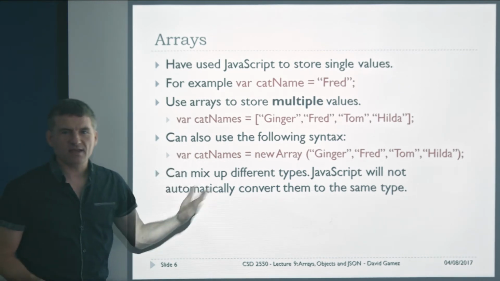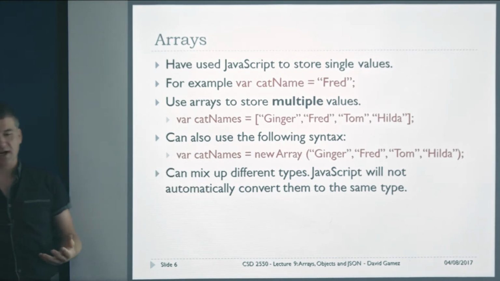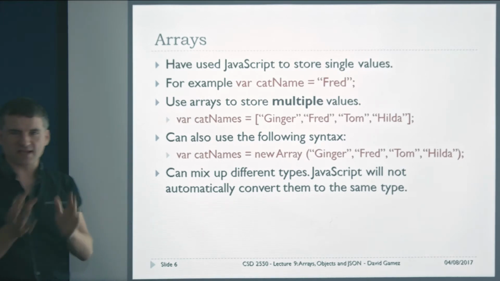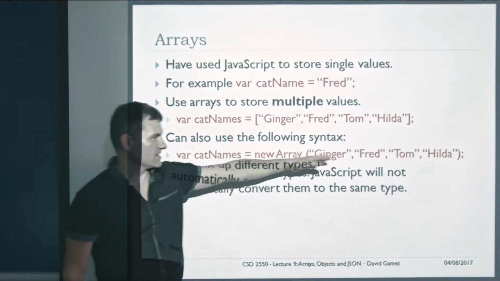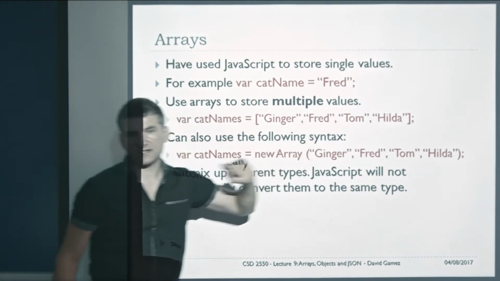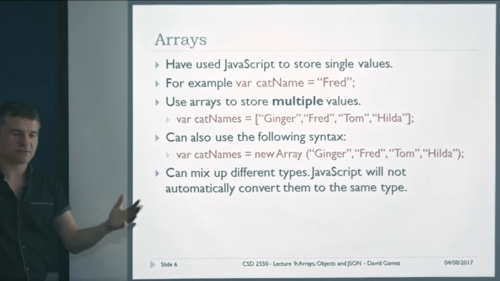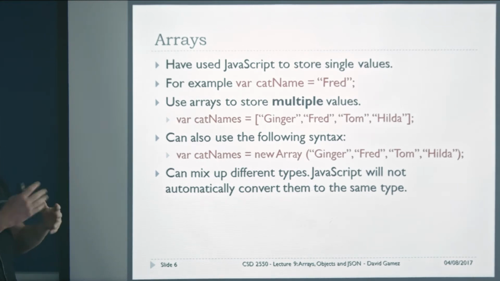Now, within an array, you can mix up different types. It's not like Java, where you have to specify the type of the data that's going to go in the array. Here, you can just mix up a string, an integer, a boolean, and so on. And JavaScript won't convert it all to the same type. It'll just preserve the type of each piece of data in the array.